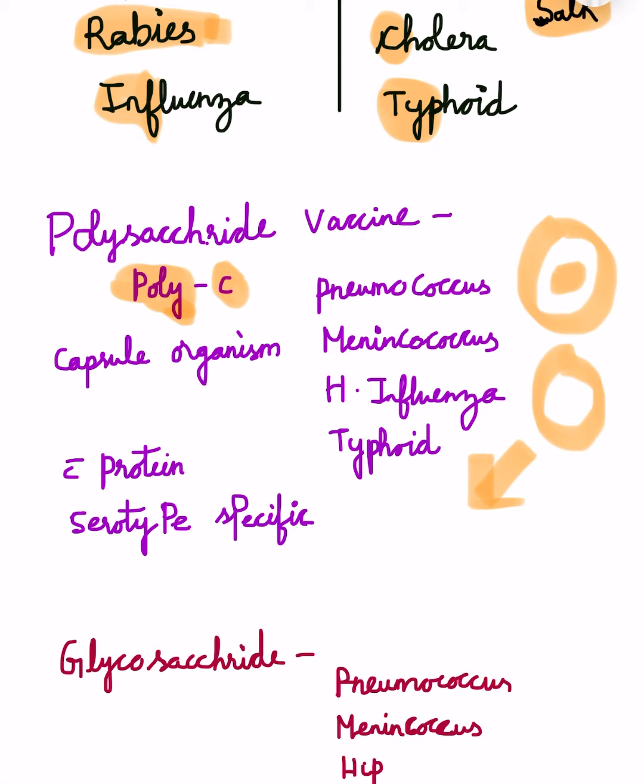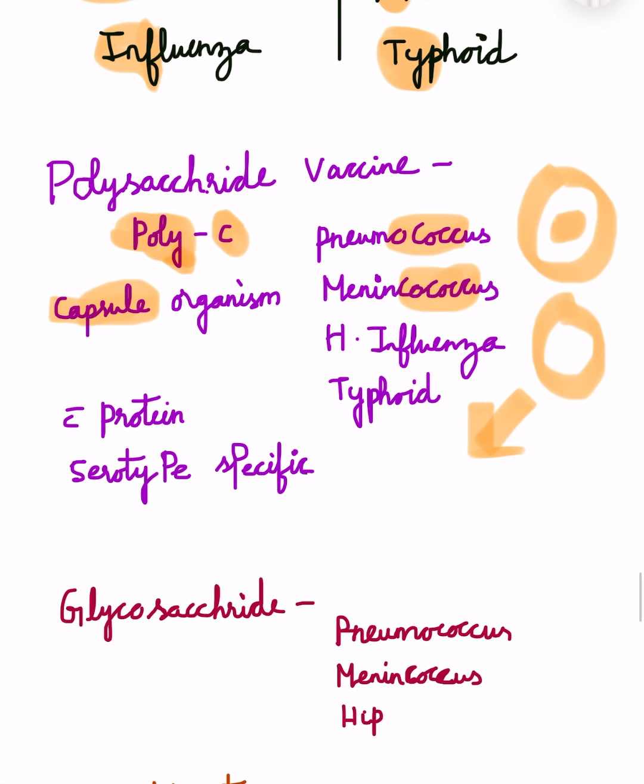The vaccines are pneumococcus vaccine, meningococcus vaccine, Haemophilus influenza, and typhoid. So these organisms are capsulated. So the vaccine derived from these are polysaccharide vaccines. It's mainly for capsulated organisms, and it can be combined with protein to increase its effectiveness. As the vaccine is derived from the capsule, they are serotype specific. It differs for each species, so these are serotype specific.